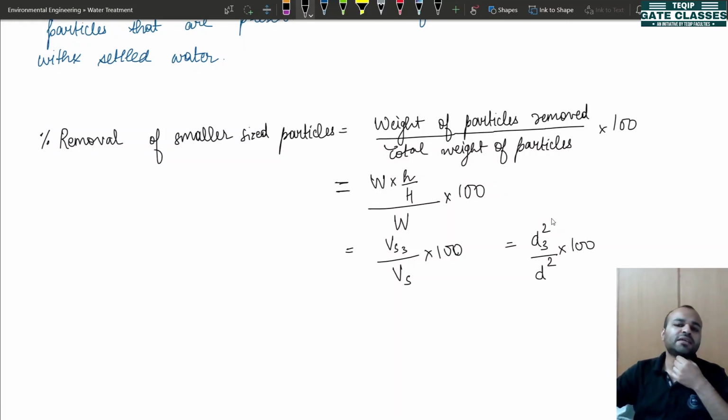If we just take the ratio of the two diameters in terms of square and multiply by 100, we can find out the removal percentage of the smaller size particles.